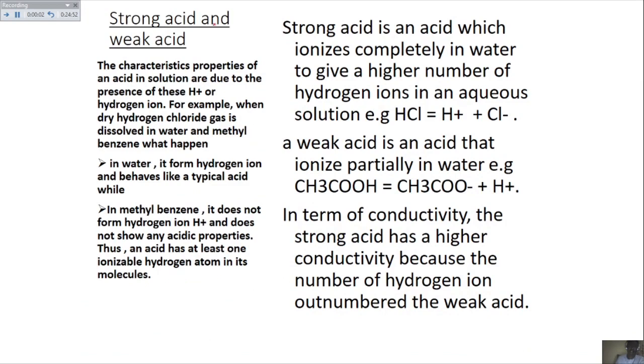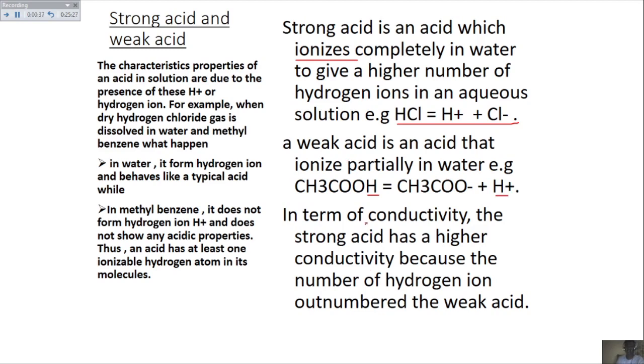Now we'll talk about strong acid and weak acid. What is a strong acid? What is a weak acid? A strong acid is an acid which ionizes completely in water to give a higher number of hydrogen ions in an aqueous solution. Look at this example. It's giving higher numbers of hydrogen ions in an aqueous solution. While a weak acid is an acid that ionizes partially in water to give hydrogen ions in solution as well, but not as high as that of the strong acid.